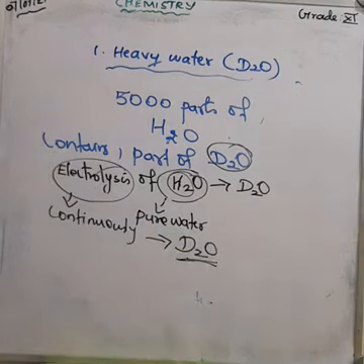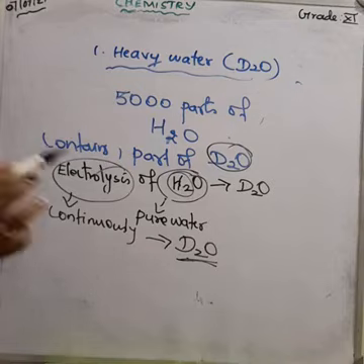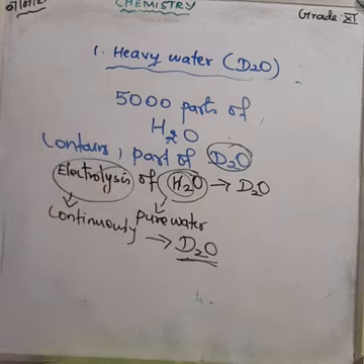Okay, D2O does not undergo electrolysis. It cannot undergo electrolysis, but ordinary water undergoes electrolysis only by adding a slight alkali. Okay, understood? These are about the preparation of heavy water.